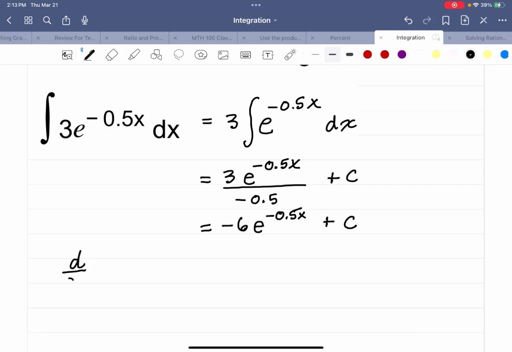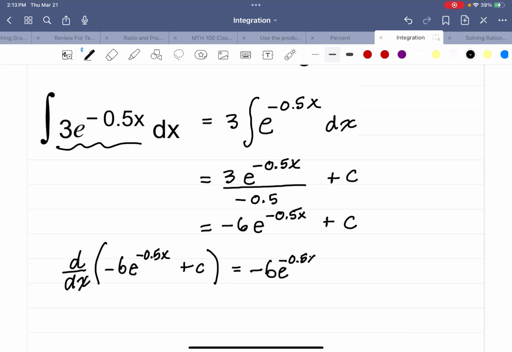Let's check it to make sure it's right. The derivative with respect to x, so we're going backwards now to see if we can get this, of negative 6 e to the negative 0.5x plus c is, remember when you have an e function, you copy the function. And since that's a differentiable exponent, I have to take the derivative of the exponent. And then, of course, the derivative of c is 0, because that's just a constant.